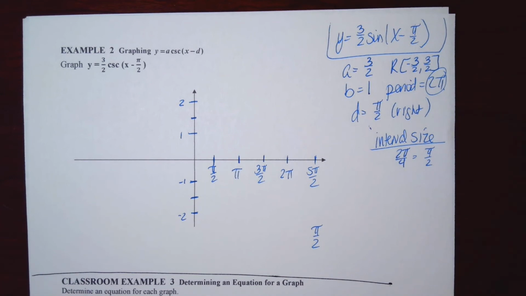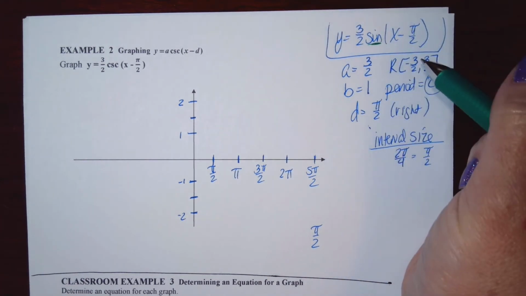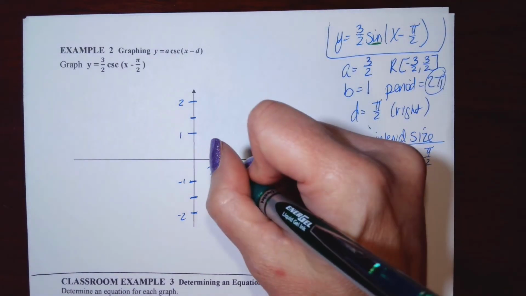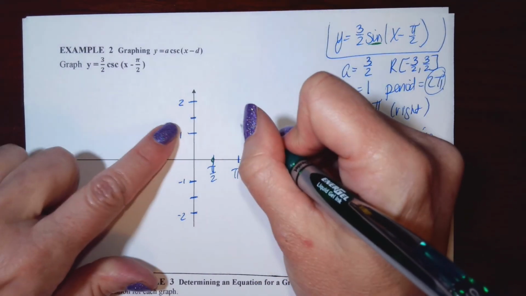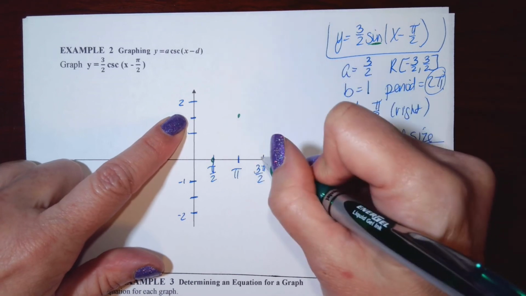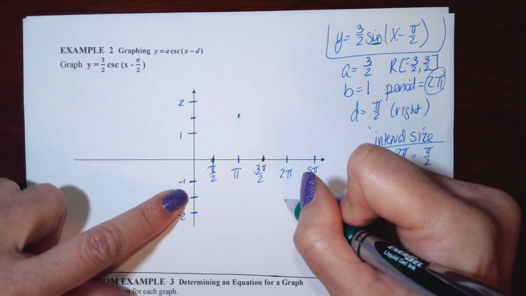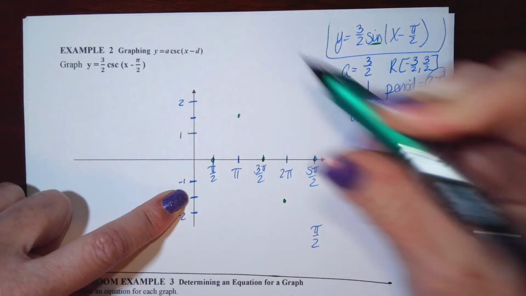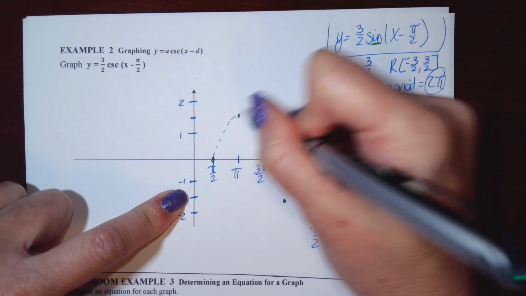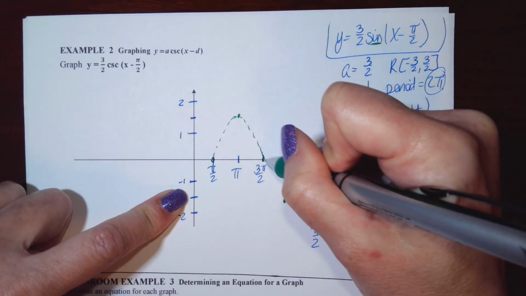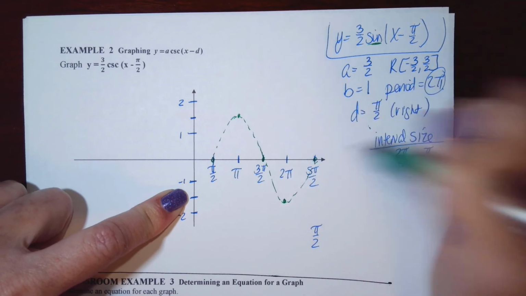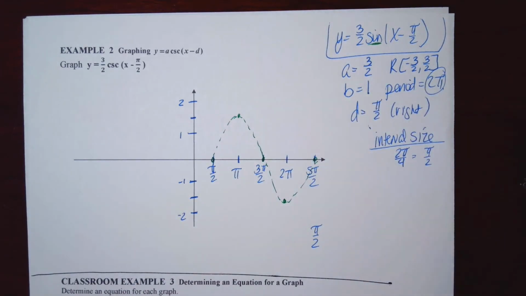I'm going to put in a dotted curve for my sine function, positive sine. Sine starts at center. Center is over here at pi/2. Peak is at 3/2. Center. Trough is at -3/2. Center. And I'm going to curve in that sine curve. That is not the graph I'm looking for. It's my building block.